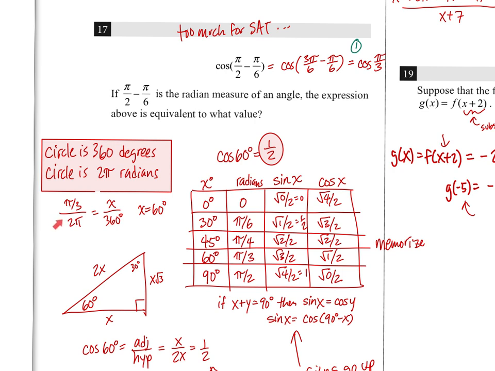But I like proportions, so I might do something like this. Pi over 3 is out of 2 pi radians, so we want to find out what x is out of 360 degrees. If we cross multiply this proportion and solve for x, we get that x is equal to 60 degrees. Okay. Now, how do we find the cosine of an angle 60 degrees?